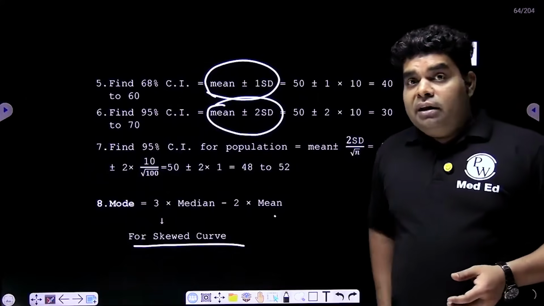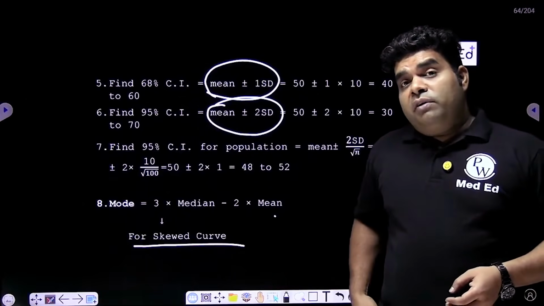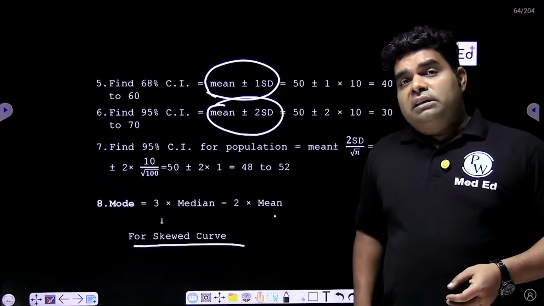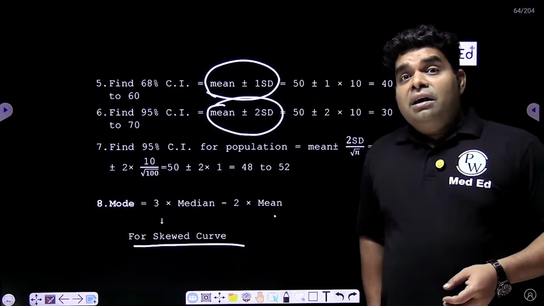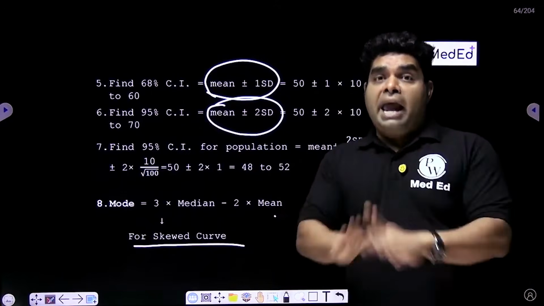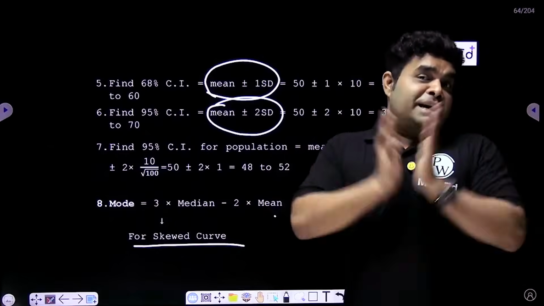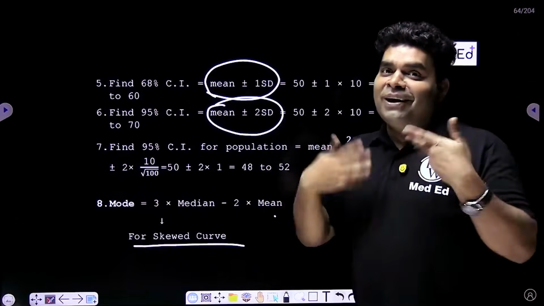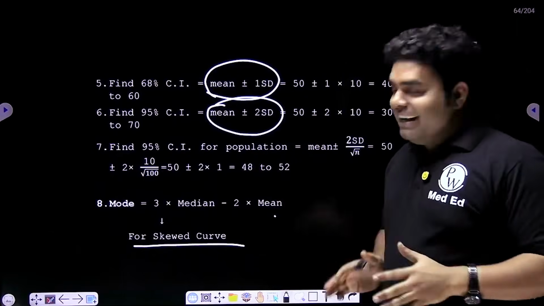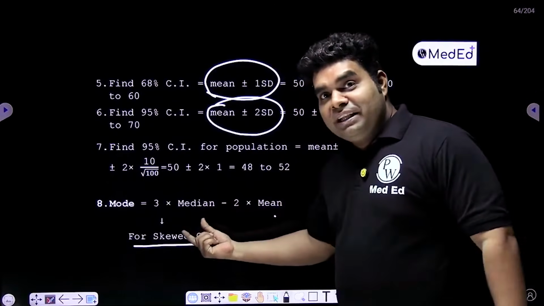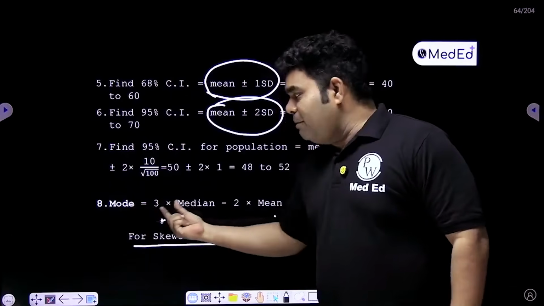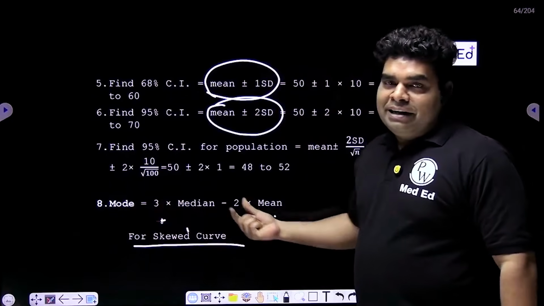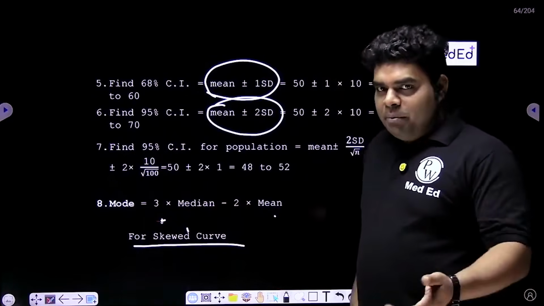How will you remember? Again, just remember the original concept. What was the original concept? The original concept was that median is in the middle. Median always remains in the center. Just like me, median is always in the center. So median is again here also in the center. Mode is 3 median minus 2 mean. You can remember it. Not tough.